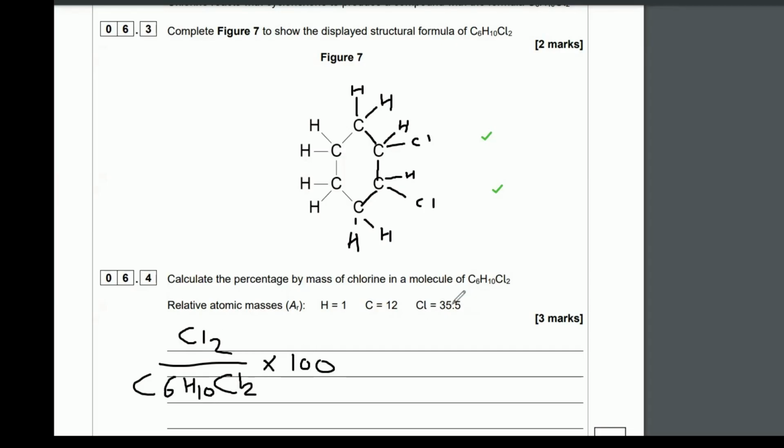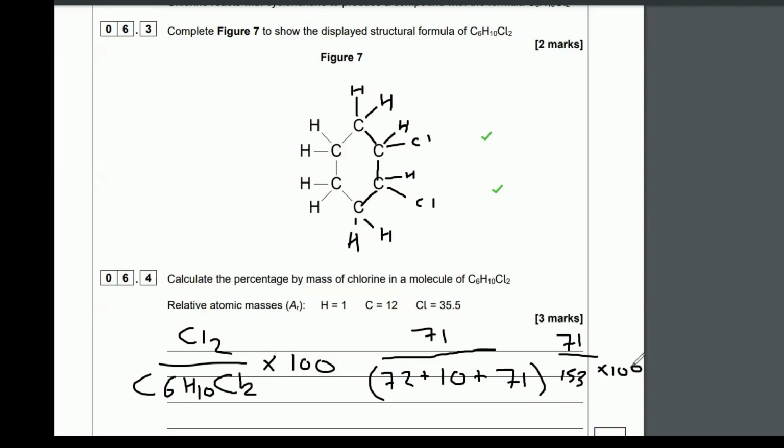Now, all you need to do here is swap the numbers. So we've got Cl2, that's 35.5 times 2. So that's going to be 71. So we're going to put that like that. Then we've got C6. C6 is 6 times 12, so 72. We're going to add this all together. You can do this all in your calculator. H is 1, so we've got 10 of them. So 72 plus 10, that's 82. And then remember, we've got 2 more Cl's, that's 71. So 71 and 72 is 143 plus 10, 153. So essentially we want to do 71 over 153 and we want to times 100.